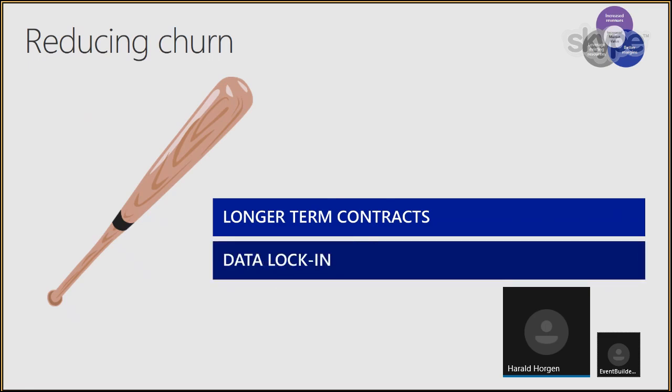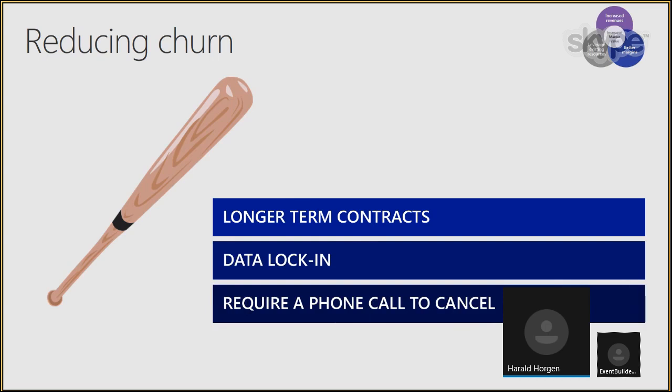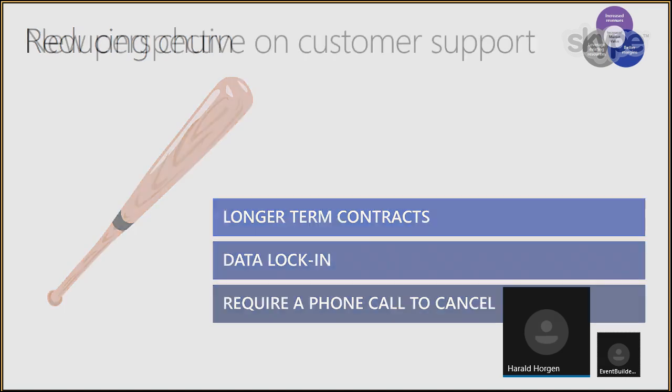You can lock them in, where you make it very difficult for them to move their data from your application and export that easily into somebody else's application. And then for lower end applications, requiring a phone call. People do not like to make phone calls to cancel a $10 or $20 or $30 subscription. It makes them very angry that they're still stuck with this application, but they don't like the confrontational aspect of having to call somebody to unsubscribe.